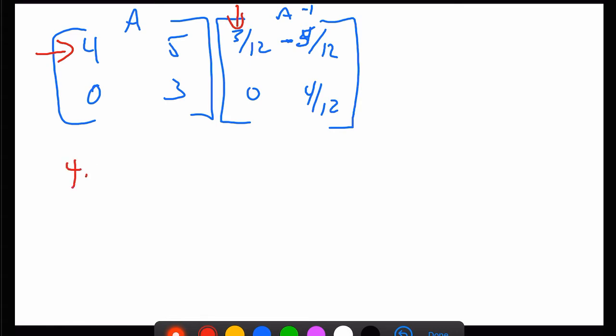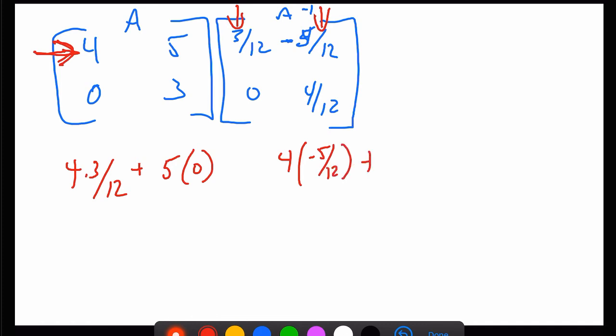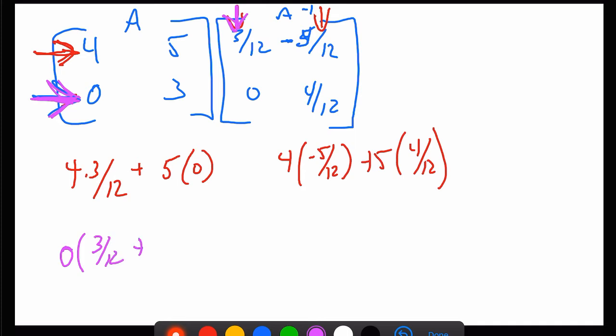So I take 4 times 3 over 12 plus 5 times 0. Row versus column. Okay? 4 times minus 5 over 12 plus 5 times 4 over 12. Then I go row. Let's do that in purple. How's purple? Row versus column, right? So I have 0 times 3 over 12 plus 3 times 0.